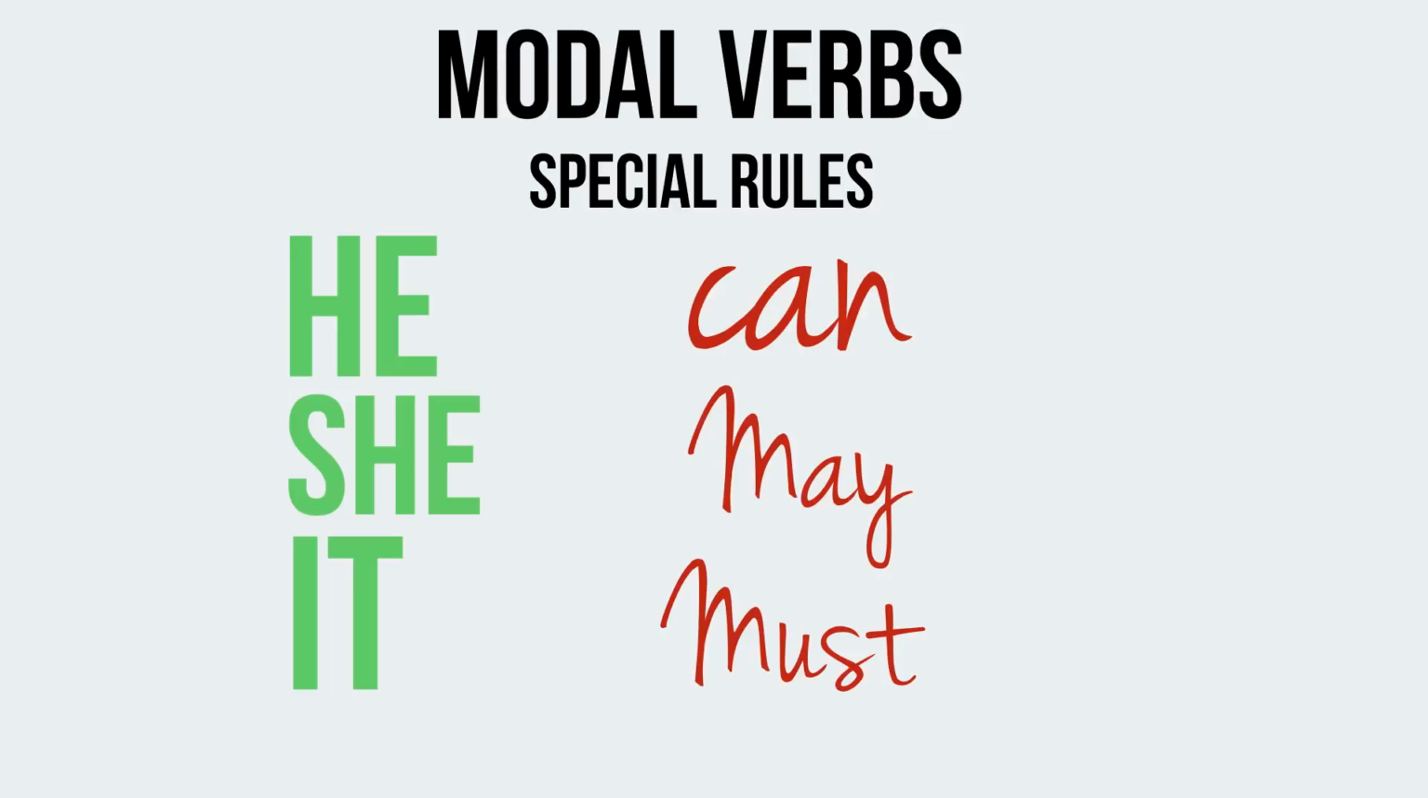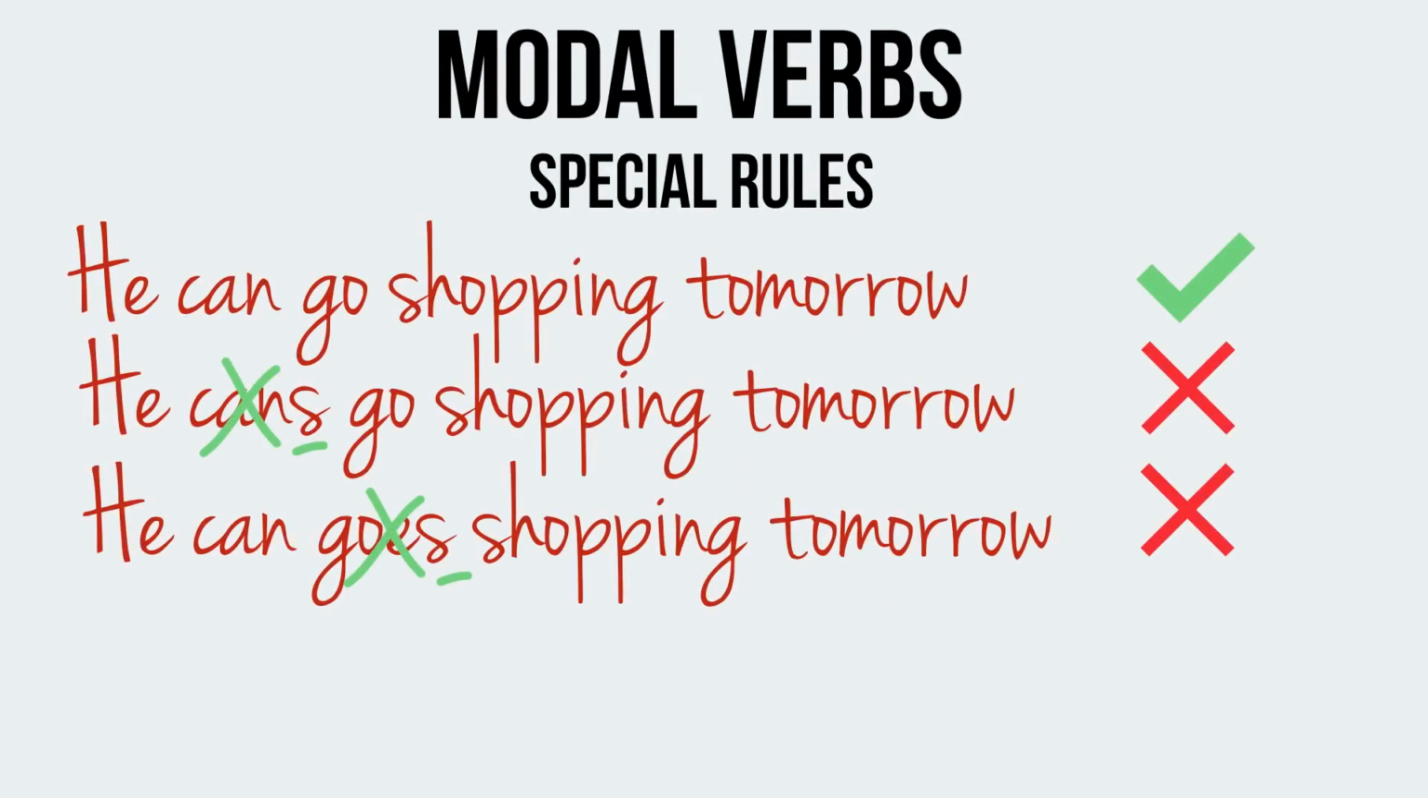He can, he may, he must. She can, she may, she must. It can, it may, it must. Only in this way. Another rule is that you can't add s or es to the main verb. So you can't say he can goes shopping tomorrow. This variant is not possible.